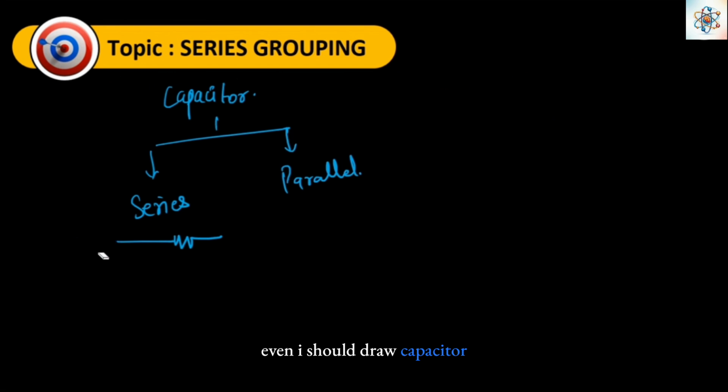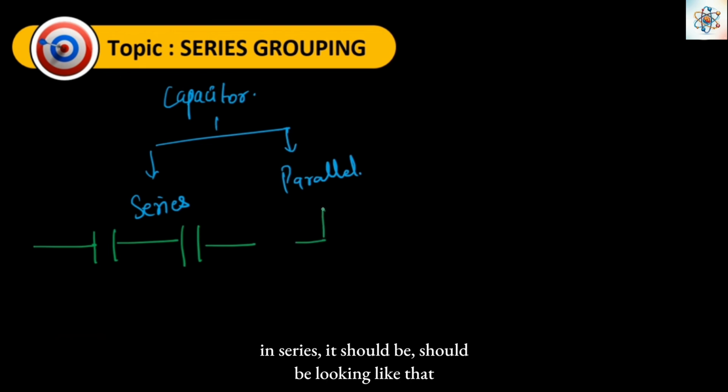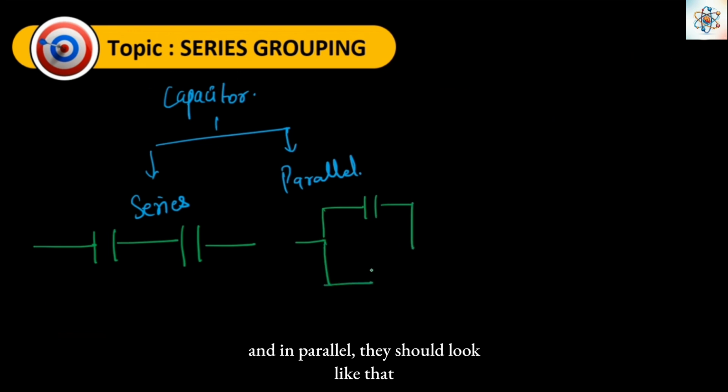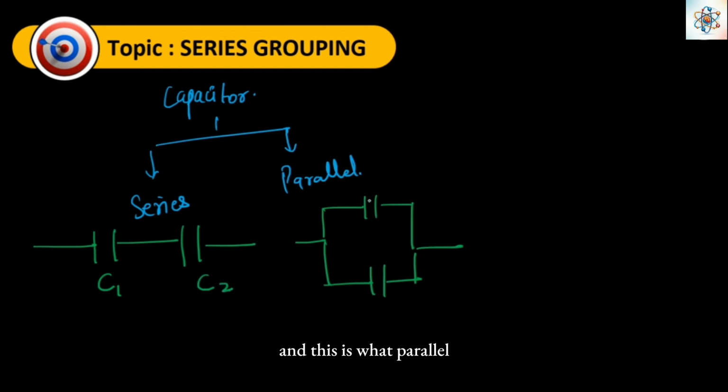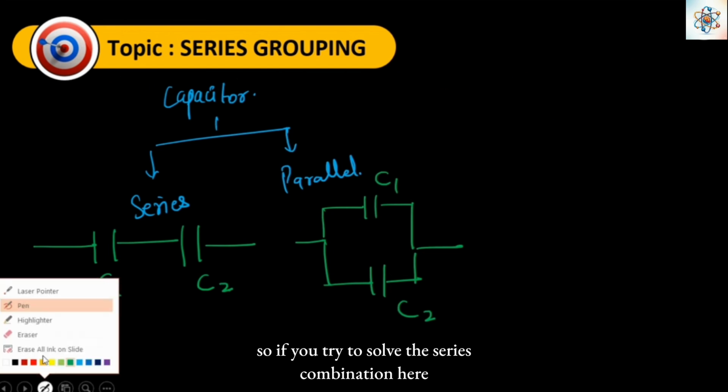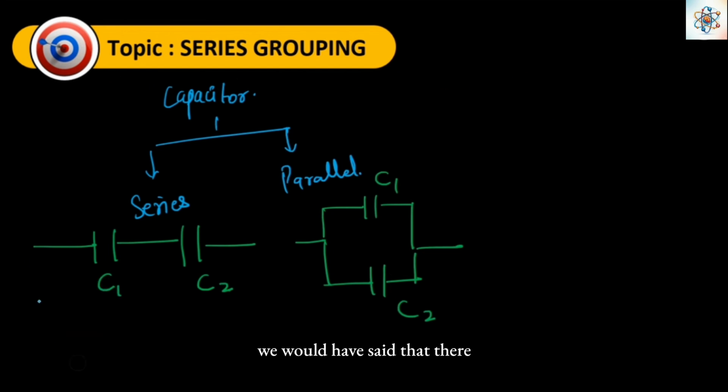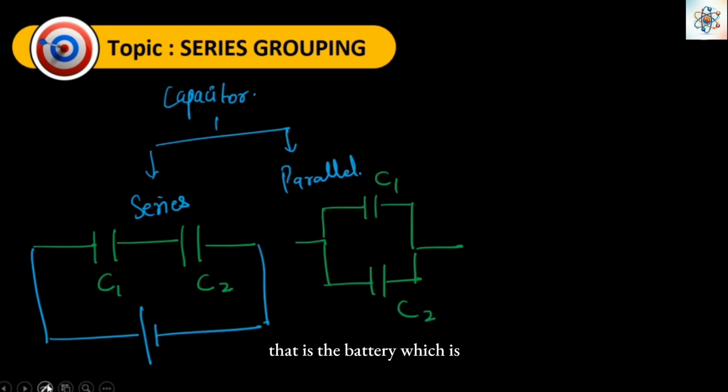even I should draw capacitor only, not the resistor. In series, it should be looking like that, and in parallel, they should look like that only. So this is what series combination is, and this is what parallel combination is. So if you try to solve the series combination here, we would have said that there exists a battery which is connected to these capacitors. That is the battery which is going to supply the charge.